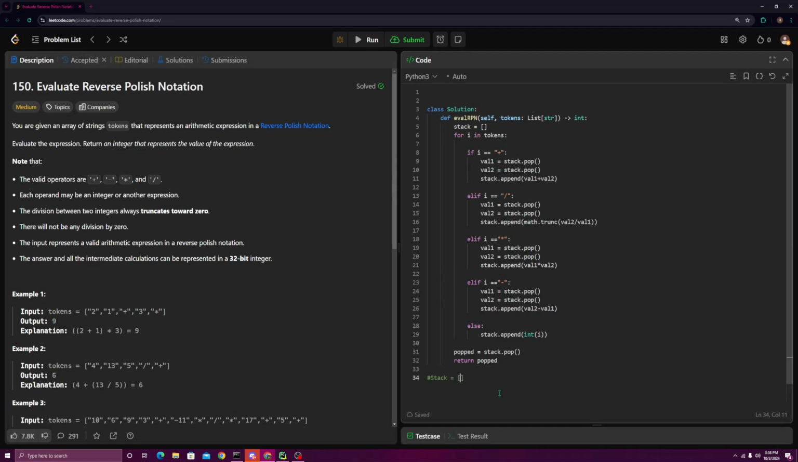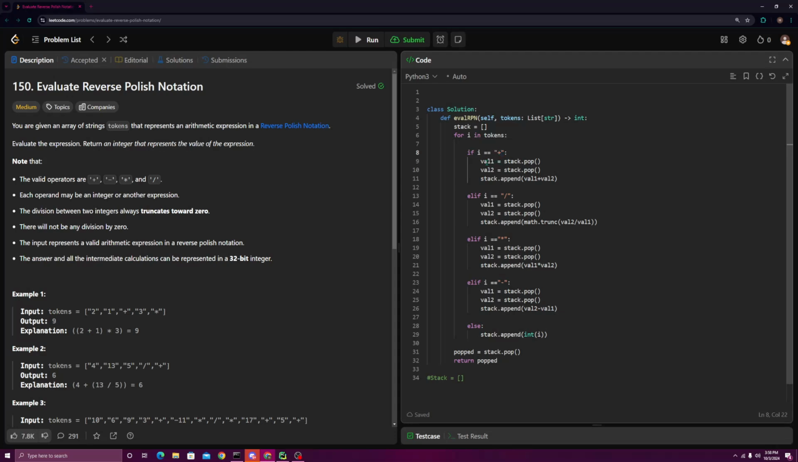I started out by initializing a stack, and then we pretty much have 5 conditions. The token either has to be an operator or an integer. So we have cases for if it's a plus, division, multiplication, or subtraction operator. Otherwise, what we want to do is just append the value to the stack that we initialized over here.